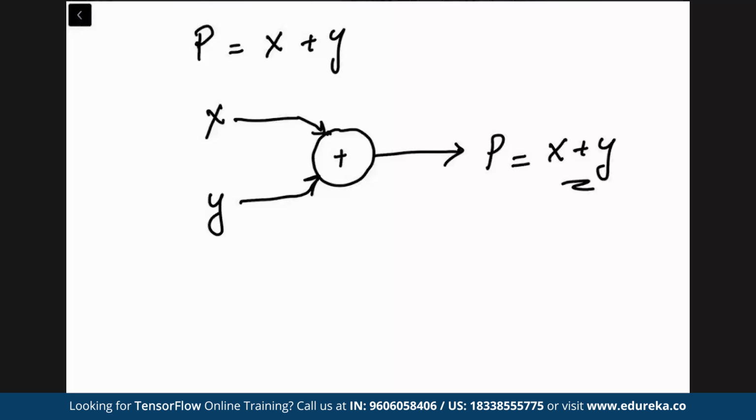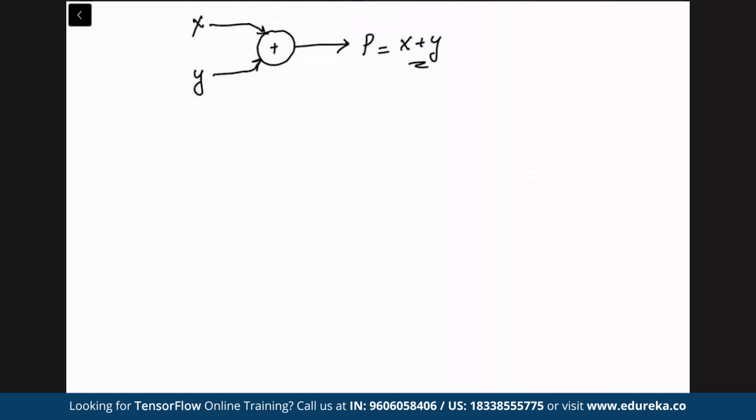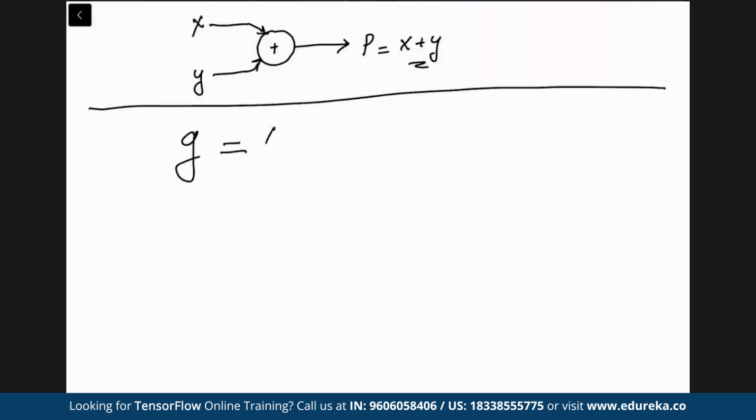To give you a better understanding of why we use a computational graph, that's because of something called forward propagation and backward propagation. To understand this, let me take up a bit more complex equation. Let's say we have G is equal to, and let's say we have an operation here, x plus y, and then this product times z.